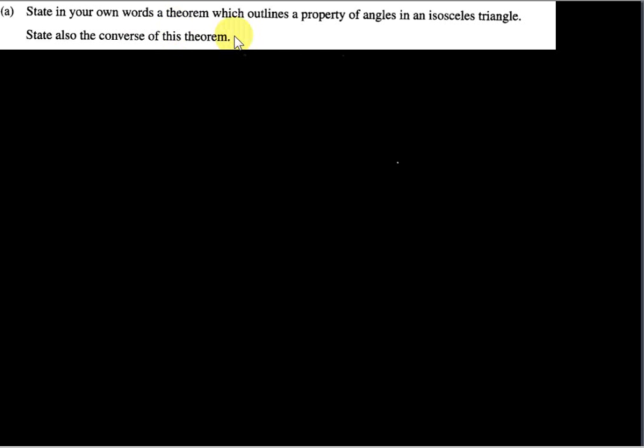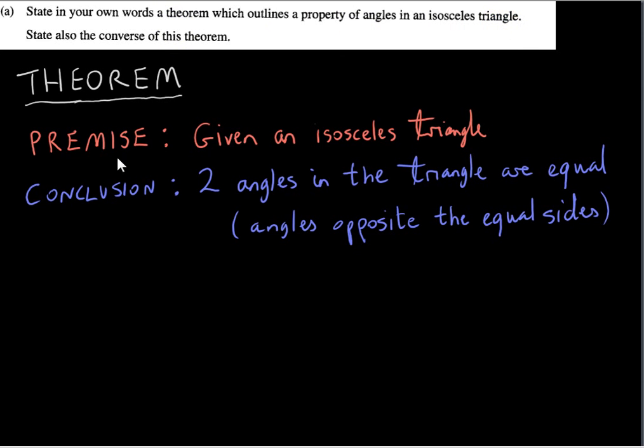State in your own words a theorem which outlines a property of angles in an isosceles triangle. So the premise of this theorem is that we are given an isosceles triangle. And from that we can conclude that two angles in this triangle are equal. And also the angles that are equal are the angles that are opposite the equal sides of the isosceles triangle.